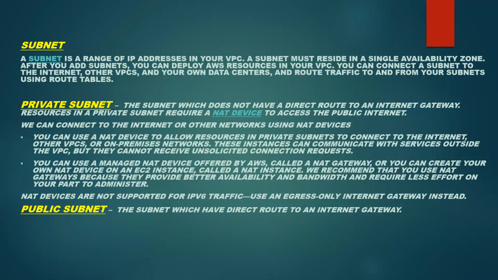Then comes the question of what a private subnet is and what a public subnet is. Private subnet means we don't have connectivity to the outer world. Public subnet means we have connectivity to the outer world. The component which gives us that connectivity is the internet gateway in AWS. So the internet gateway is a gateway to the outer world. If a subnet has connectivity with the internet gateway, then it is public, and if it doesn't have direct connectivity with the internet gateway, then it is a private subnet.